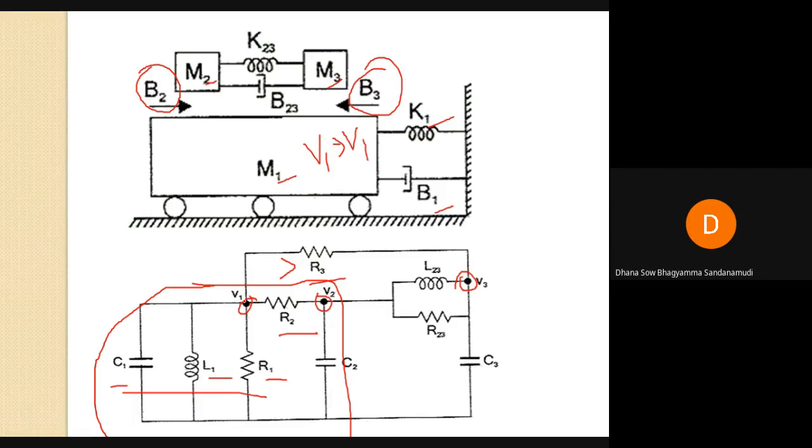Another element is there, R3. R3 is going somewhere else. We also know K23 and B23 are common between M2 and M3. So if this is one node and this is another node, in between these two nodes K23 and B23 are connected. K23 is 1 by L23, B23 is 1 by R23. 1 by R and 1 by L means they should be in parallel. So these two are in parallel. No need to draw it like this. I can edit this actually.